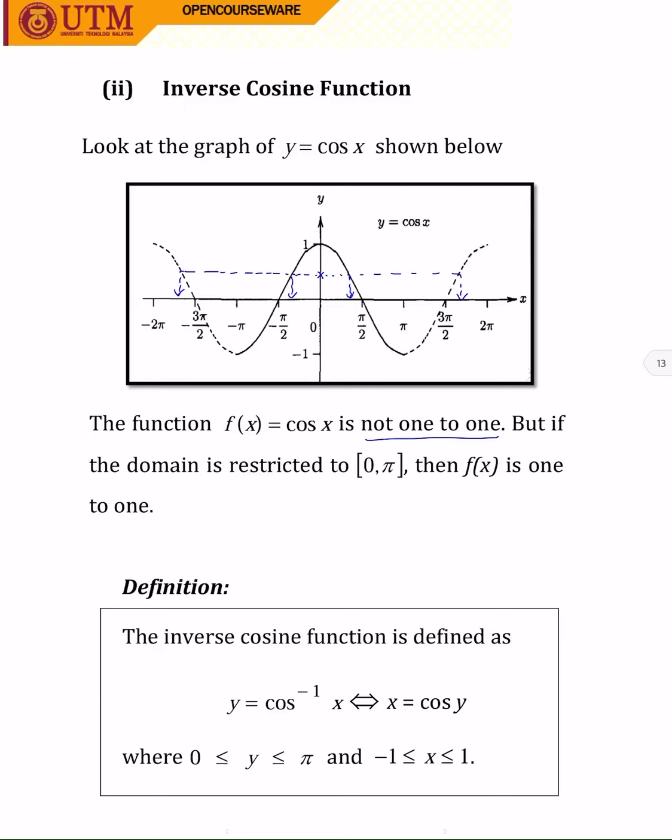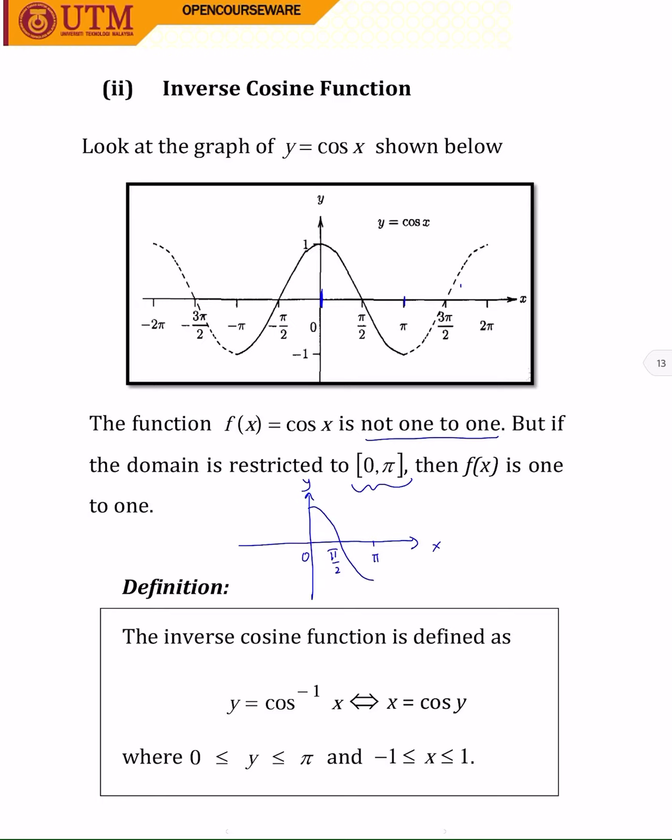But in order to find the inverse, we need to have a restricted domain. Okay, so for cos, we restrict the domain into 0 to pi only. So meaning that from 0 to pi. Okay, so that one is the domain that we restricted. Okay, so here 0, pi over 2, pi.